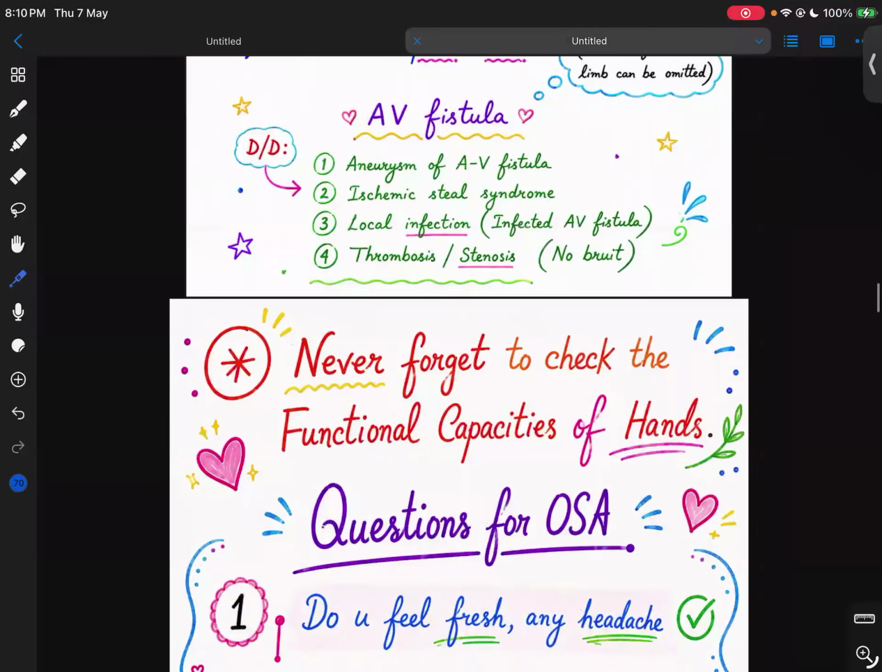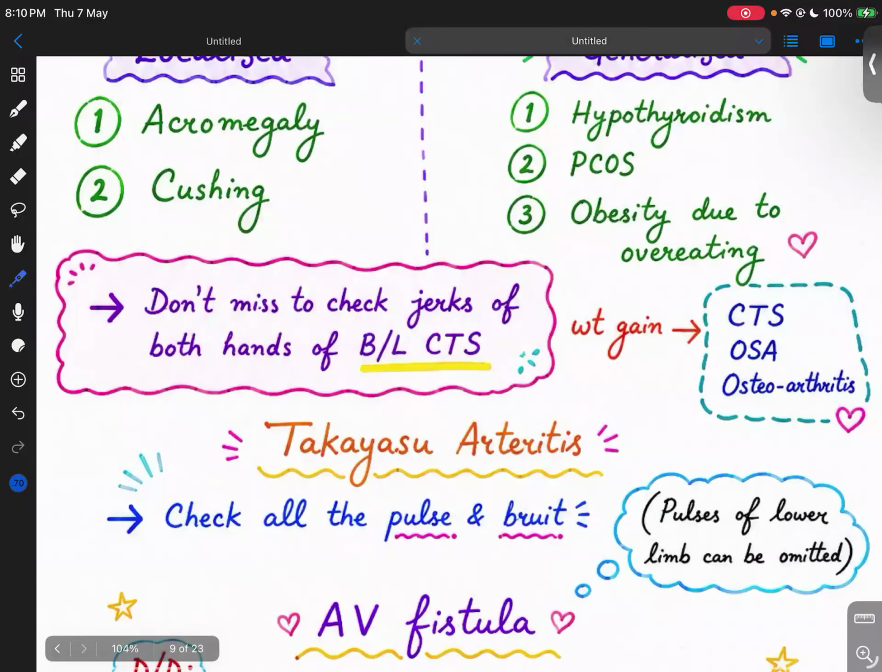That is why for all the weight gain from now onwards, remember these 3 complications: carpal tunnel syndrome, obstructive sleep apnea, and osteoarthritis of the back, and also for the knee joint. We have to examine this also. Like for carpal tunnel syndrome, we have to examine the hand. The examination sequences are discussed in detail in the physical examination video that we provide separately.